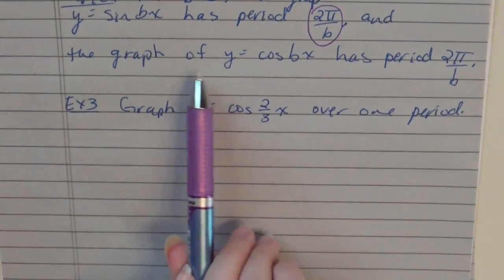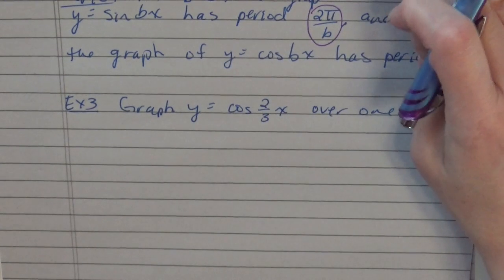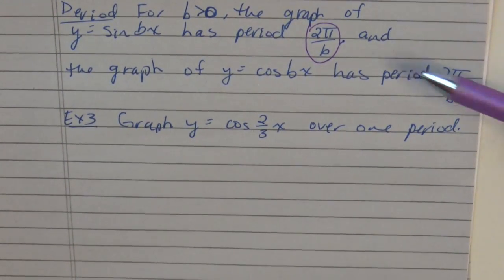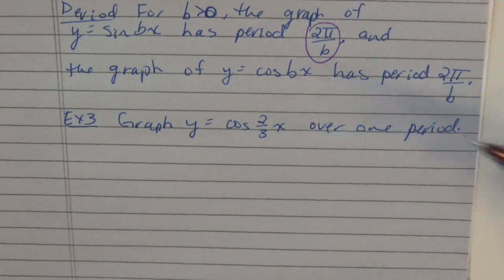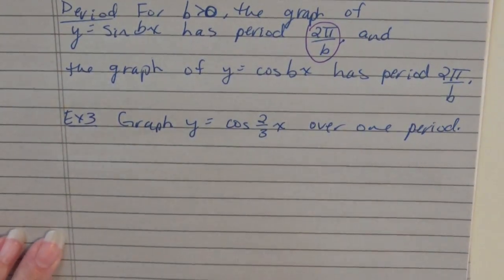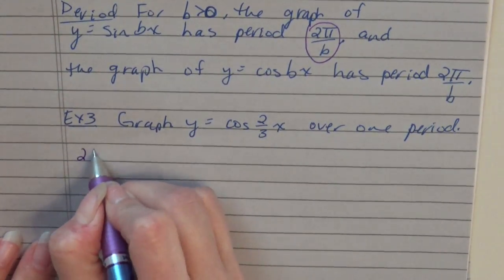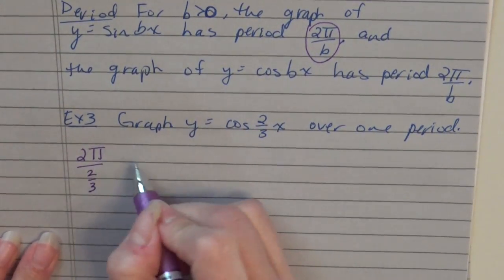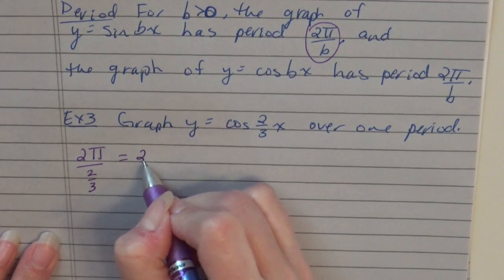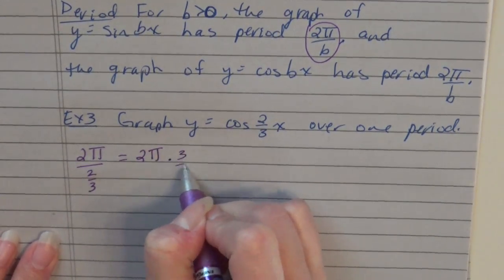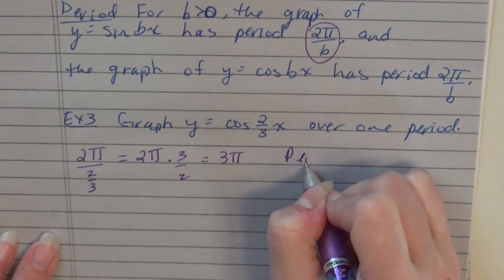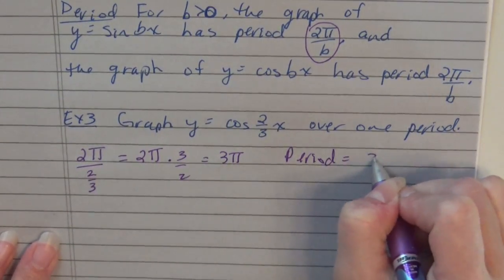And from our rule up here, we know that the period is going to be 2 pi over b. And b is equal to 2/3. Okay? So to find our period, we need to do 2 pi over 2/3, and simplify this. So that's going to be 2 pi times 3/2, or 3 pi. So our period is going to be 3 pi.